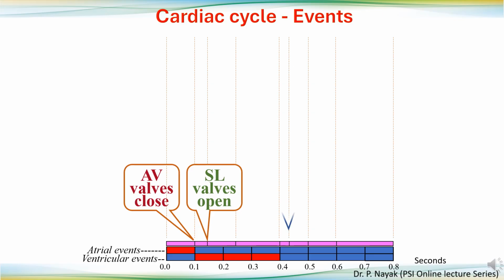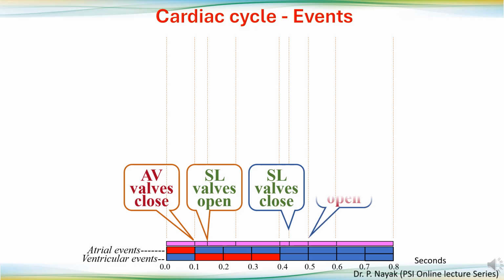Similarly, closure of semilunar valves indicates the onset of isovolumetric relaxation phase. This is also indicated by the second heart sound, as we shall see later. The isovolumetric relaxation phase continues till the atrioventricular valves open. Thus the diastolic phase continues with filling of blood into the ventricles till the atrioventricular valves close.